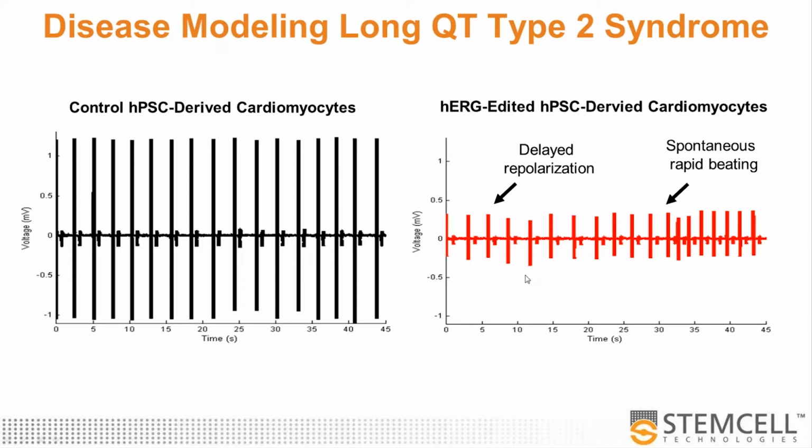So here in this example, we were able to generate a heterozygote mutation using CRISPR-Cas9 and clone those cells and then generate cardiomyocytes and model long QT type 2 in cardiomyocytes.